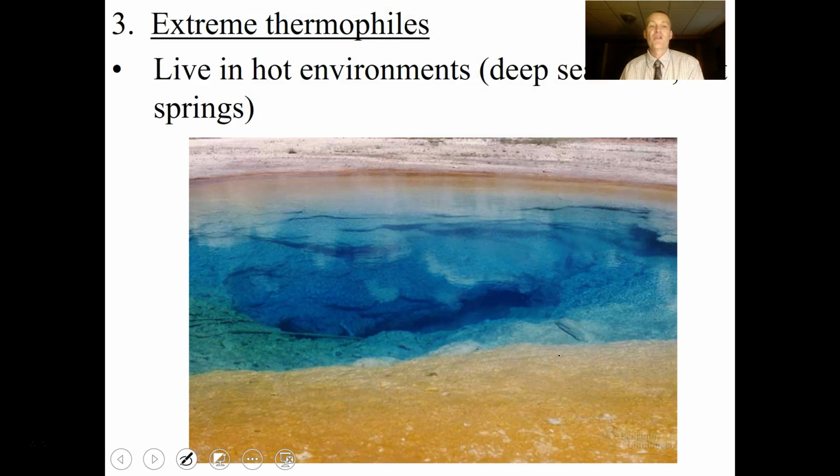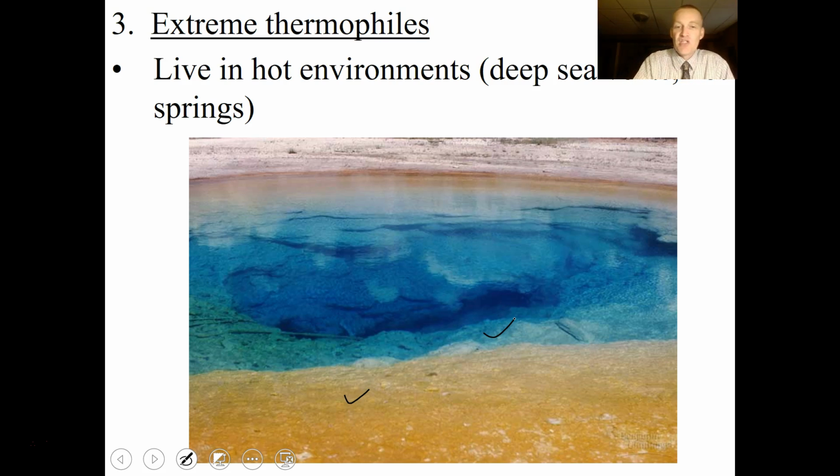There are also extreme thermophiles. These live in very hot environments like deep sea vents, where underwater volcanoes are erupting, and hot water springs. This particular picture is of a spring in Yellowstone National Park. You can see there are different layers of colors because there are different strains of these archaeans that live in different temperatures. At the very hottest temperatures, you really don't have too much of anything living, but as the water moves away from the center and cools, there are different temperature gradients that different archaeans actually live in.